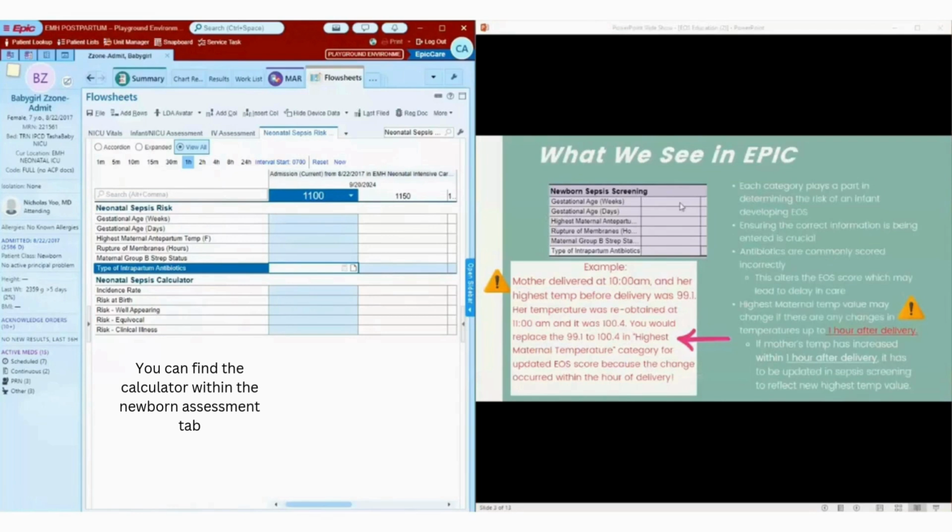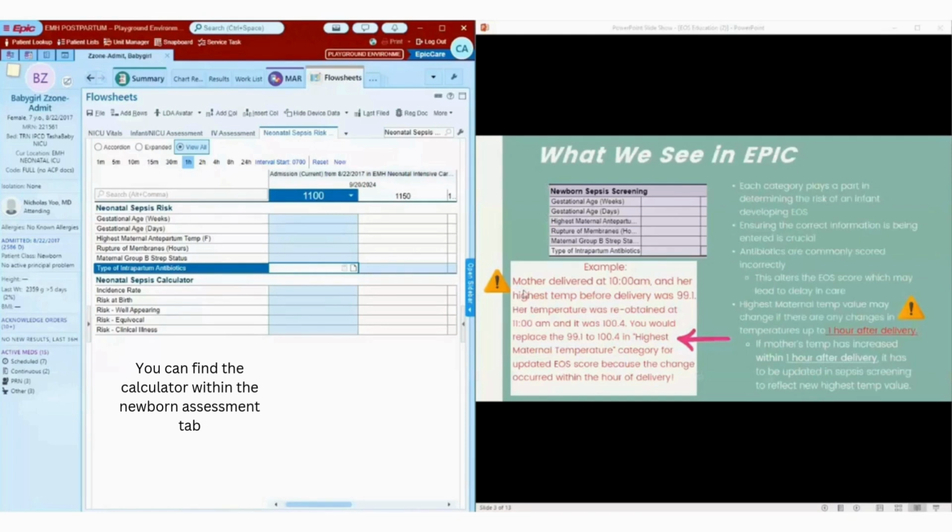Each category plays a different role in determining the risk for sepsis. This is why it's crucial to input the correct information into each category. The highest maternal temp is one factor that may change. If her temperature has increased from her current highest temp before delivery and it has been 1 hour or less from the delivery time, we need to add a column and change the temperature.